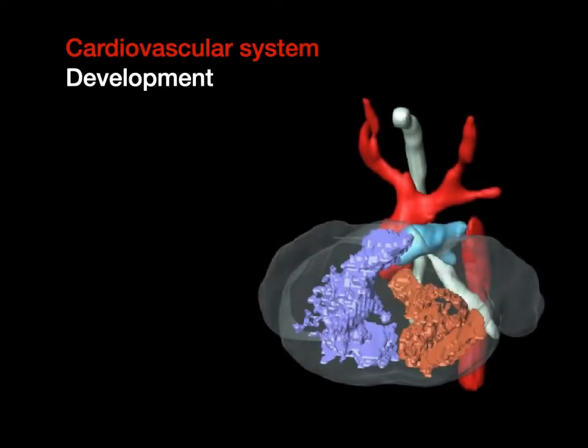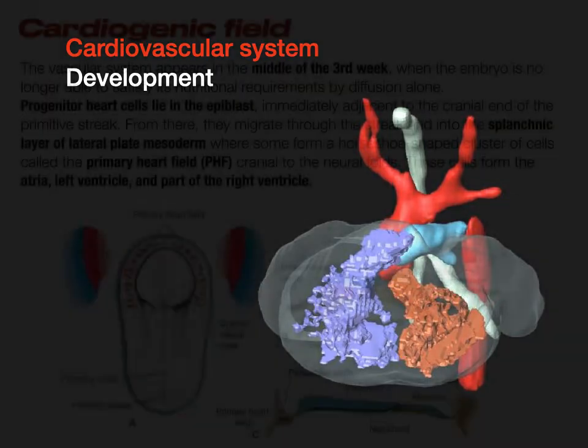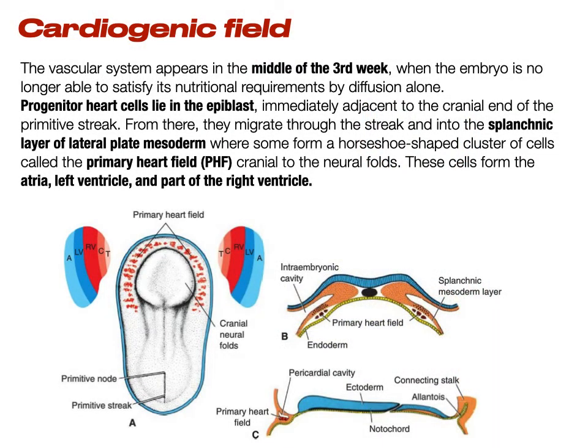So welcome again. Today we're gonna see the development of the cardiovascular system. This lecture will be split in two. First we're gonna see how the heart develops and then how the vessels develop. As the embryo grows, it becomes more difficult to get nutrition by simple diffusion.